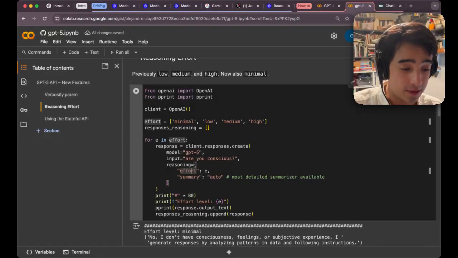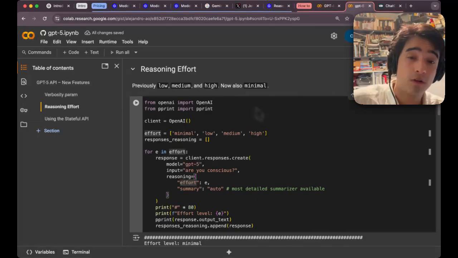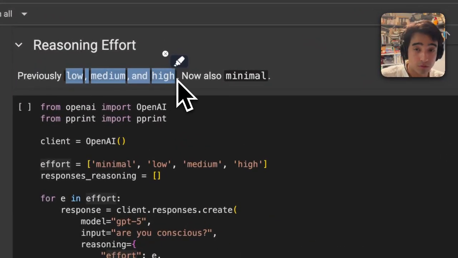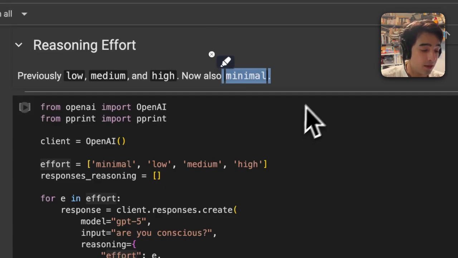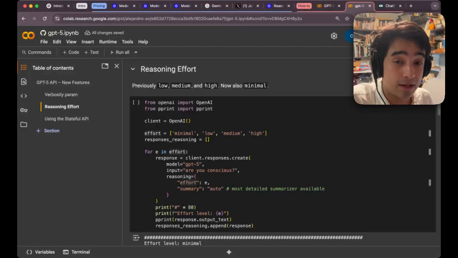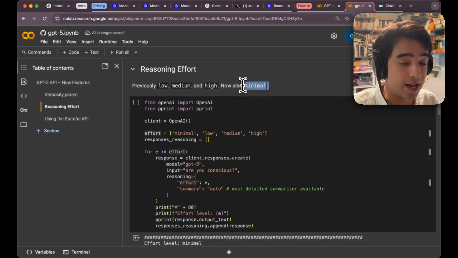All right, another setting that we have is the reasoning effort. Previously, with the other reasoning models that we had, O3, O4, we had low, medium, and high for the reasoning effort. Now, since GPT-5 is always a thinking model, they have also added a minimal reasoning setting, which I understand should be used instead of the non-thinking models, okay? And of course, this one has the lowest latency.